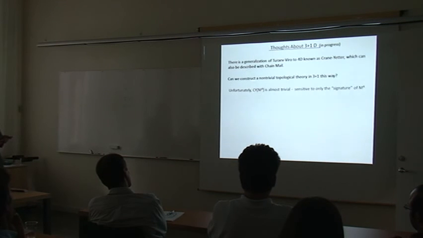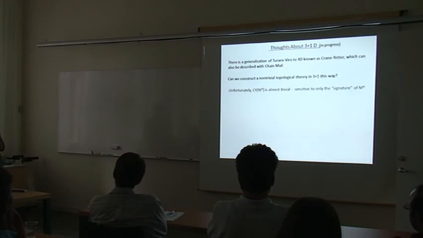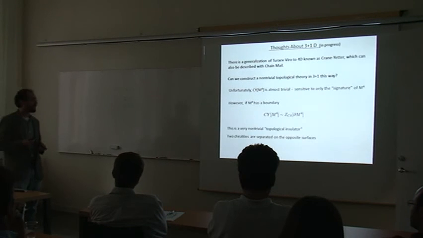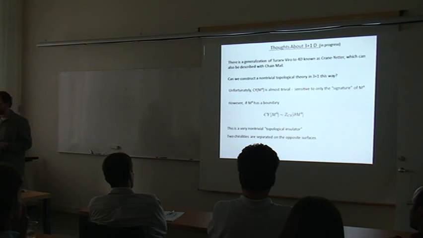Unfortunately, as a topological invariant, this Crane-Yetter invariant is almost trivial. It's sensitive only to the signature of the 4 manifold, which is kind of like a bunch of parities. However, if the 4 manifold has a boundary, then, in fact, you recover the Chern-Simons partition function of the boundary of the 4 manifold. So what is this? This is like a non-trivial topological insulator.